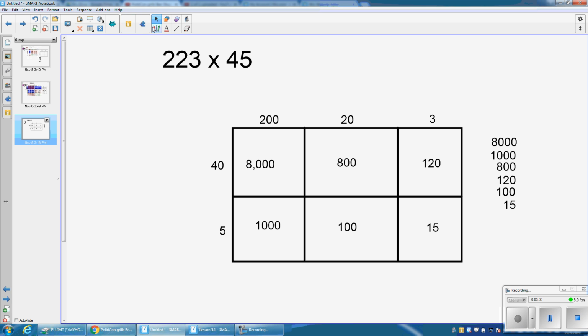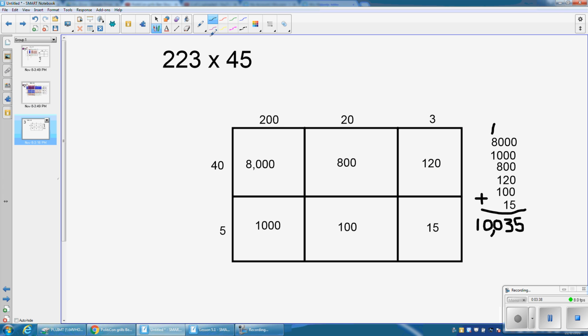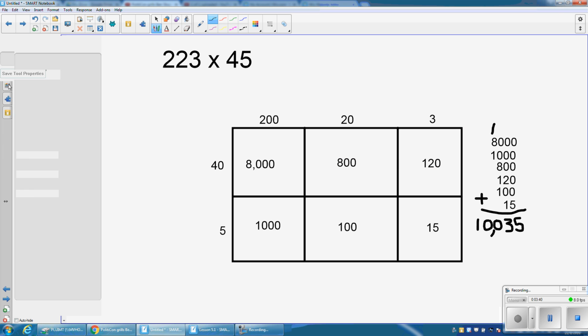So in this case, I'll try to get out a pen and actually write with my mouse here. So 0 plus 0 plus 0 plus 0 plus 5 is 5. 0, 0, 0, 2 plus 1 is 3. 0, 0, 8 plus 1 is 9, plus 1 is 10. And 1 plus 8 is 9, plus 1 is 10 as well. So our answer is 10,035, just like if we were to add the numbers here, break them aside and add them here.